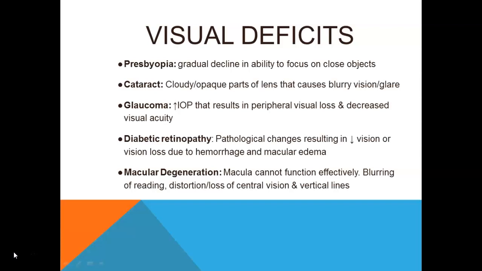Glaucoma, which is an increase in intraocular pressure, that's what IOP stands for. That results in peripheral visual loss and decreased visual acuity. Diabetic retinopathy, which is a pathological change that results in decreased vision or vision loss due to hemorrhage and macular edema. And macular degeneration, where the macula cannot function effectively. There's blurring of reading, there's distortion and loss of central vision in vertical lines.